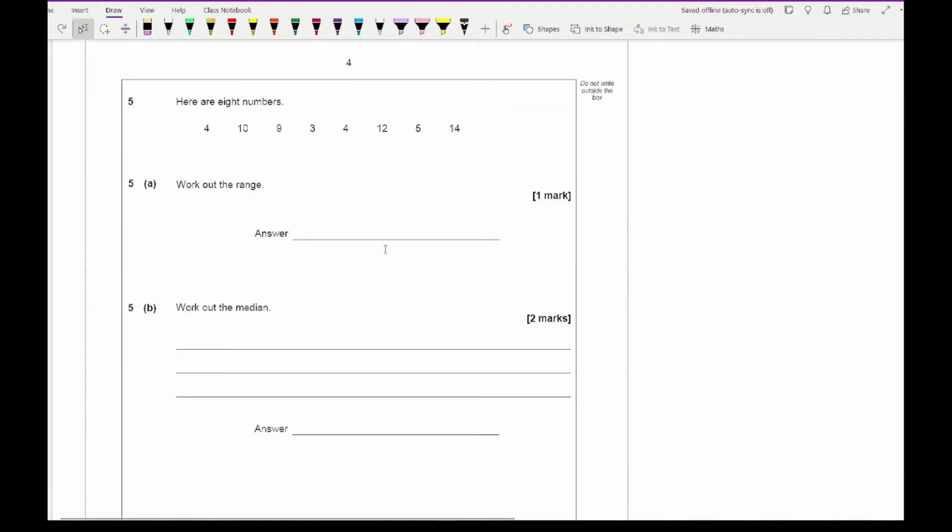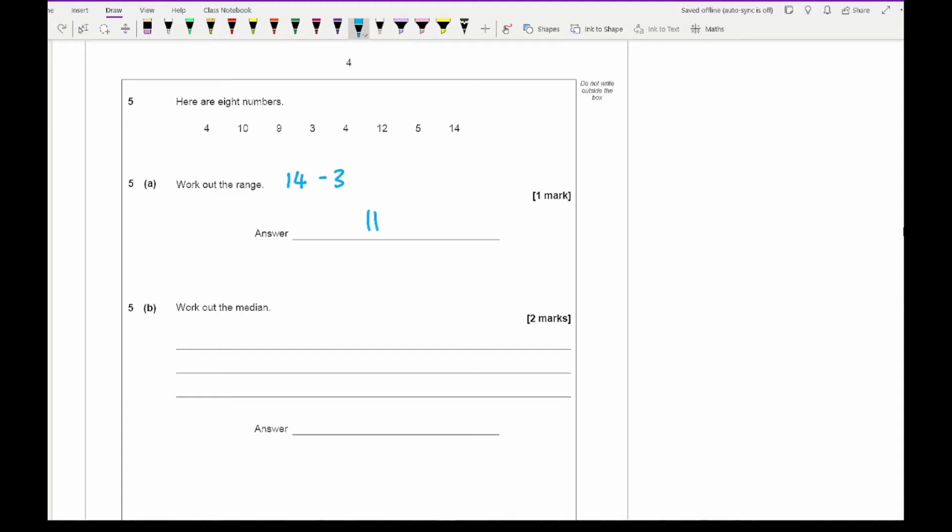And moving on to question 5, this is looking at averages. So it says here are 8 numbers. We've got 8 numbers, and the question is asking us to work out the range. Now to work out the range, what we need to do is take the highest number, which in this case is 14, and subtract that from the smallest number, which is 3, giving us a range of 11.